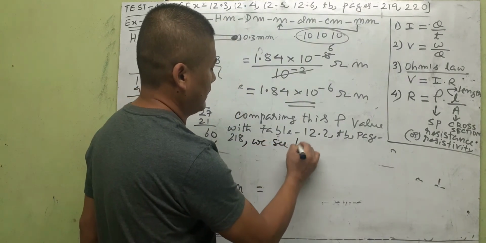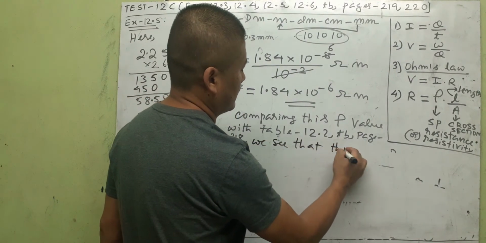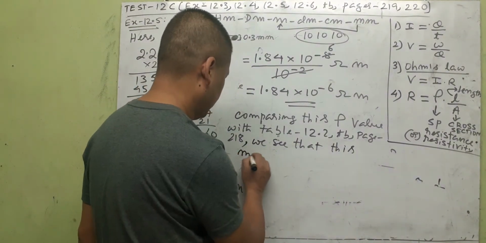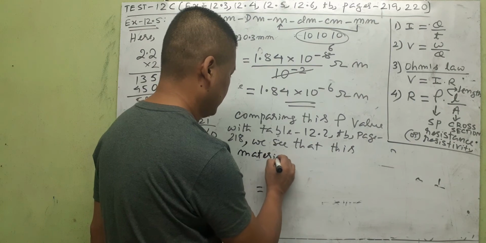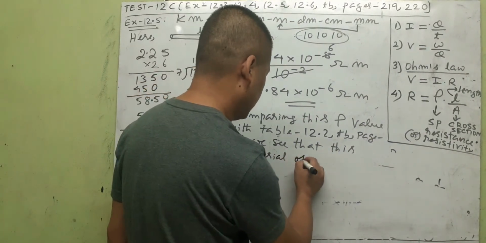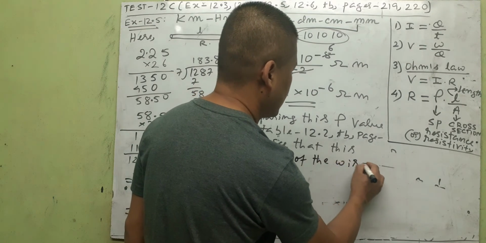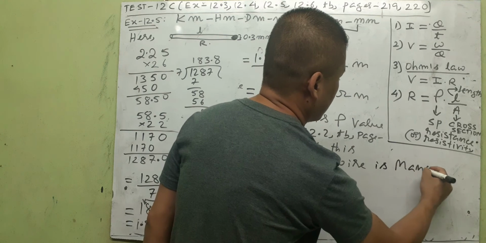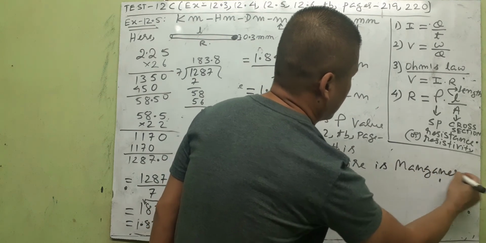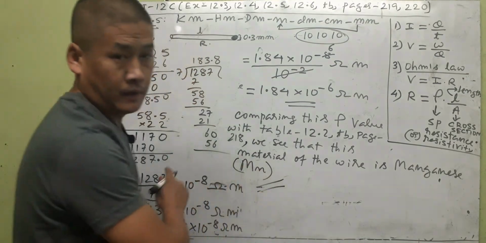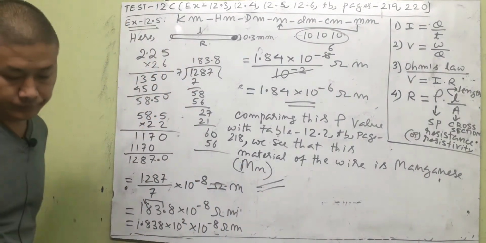We see that this material of the wire is nothing but manganese. Full form, and if you want to write a symbol, capital M, small n. Okay, so that is done.